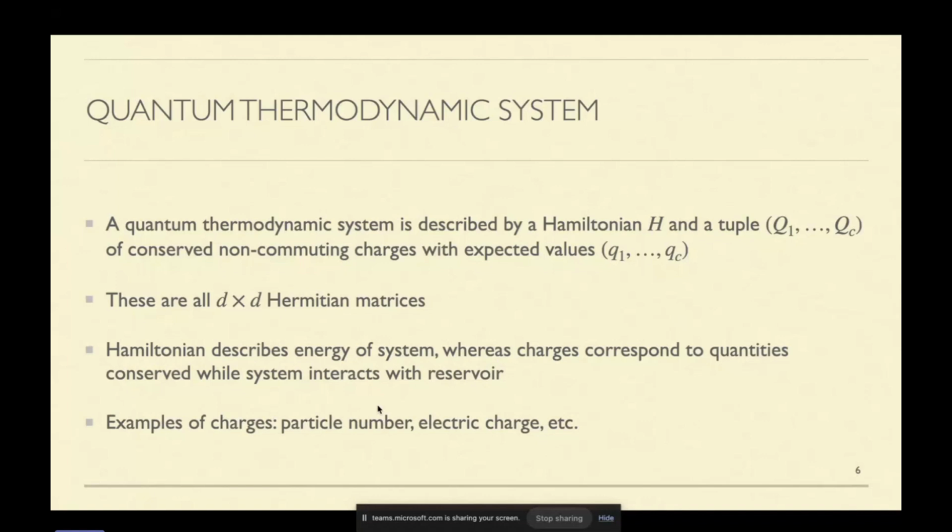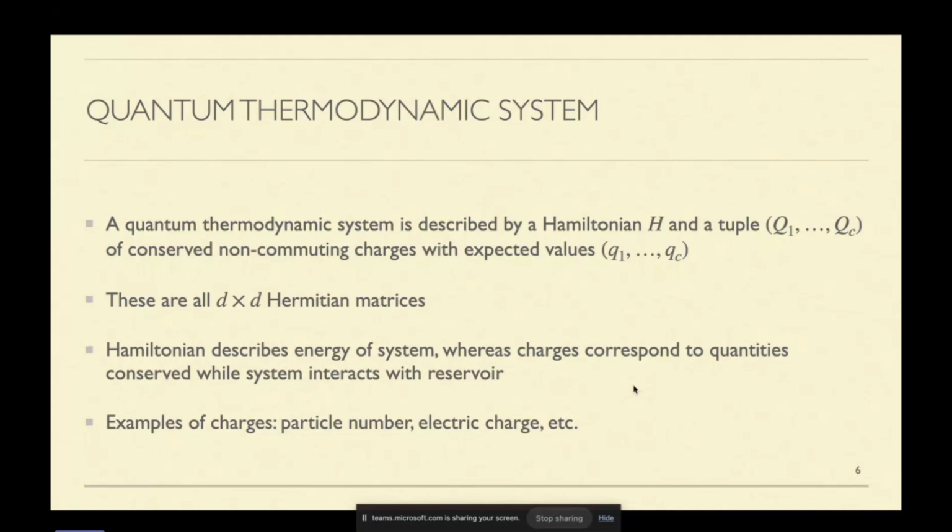Examples of charges. If you've taken a course in statistical mechanics, you learned about grand canonical ensembles and chemical potentials. An example of these charges will be particle number. Maybe the total number of particles in the system is conserved to be some fixed number, even though the system and environment could be exchanging particles. So that would be a constraint. Another kind of constraint is electric charge.